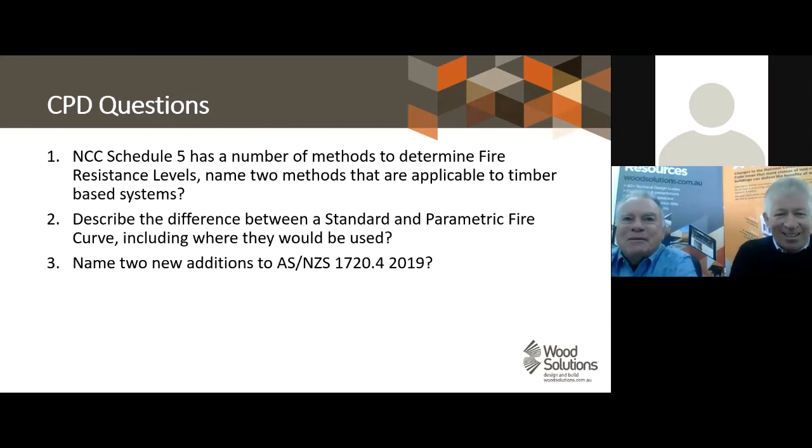Fire resistance levels, Andy, are required to be determined in accordance with the methods available in Schedule 5, and they predominantly relate to results based on standard fire tests. So if you wanted to use a parametric curve or another predictive model of performance, then that would have to be offered and applied to the design of the building as a performance solution.